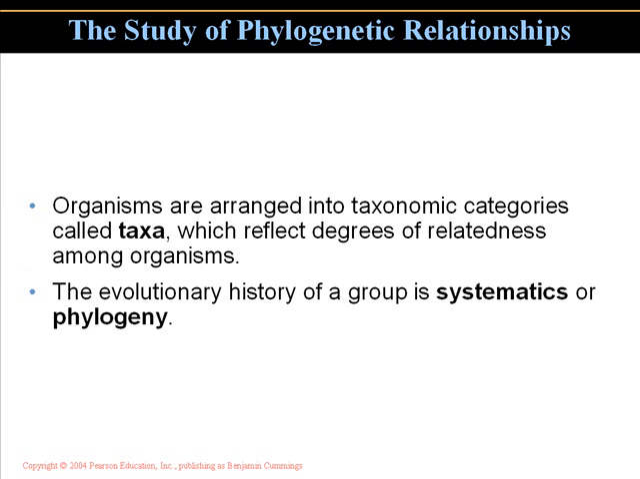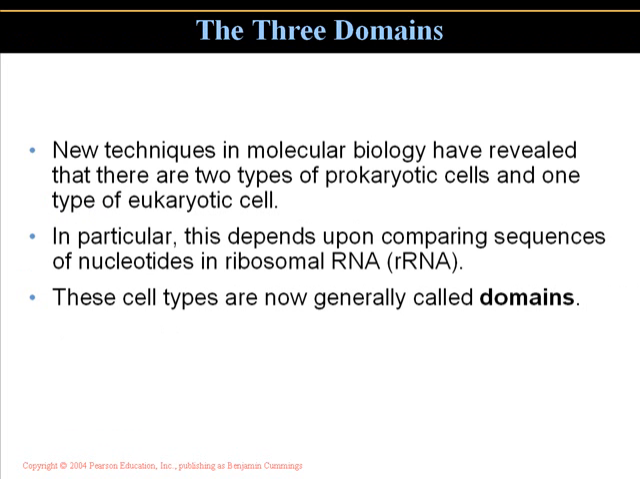There are new techniques in microbiology that have revealed that there are two types of prokaryotic cells and one type of eukaryotic cells. If you remember from earlier lectures, we've talked about the prokaryotic cells as being more primitive, more rudimentary cells, whereas the eukaryotic cells are more advanced. This depends on comparing a sequence of nucleotides. The DNA sequences and RNA sequences of these organisms will help us put them in the particular domains in which they exist.